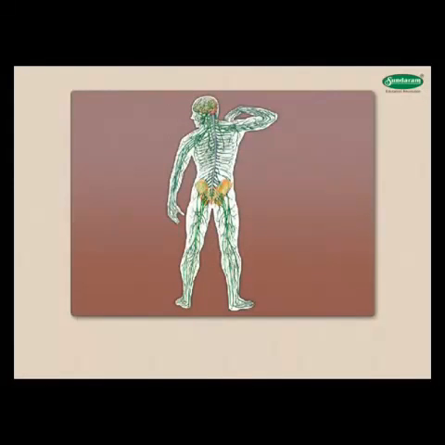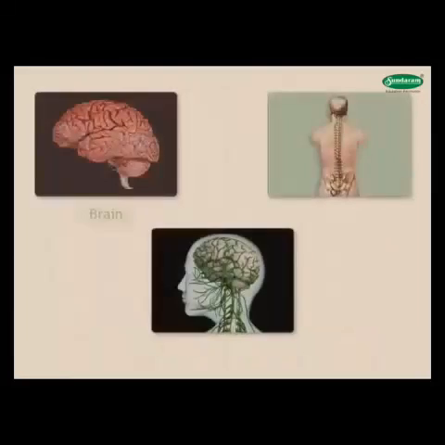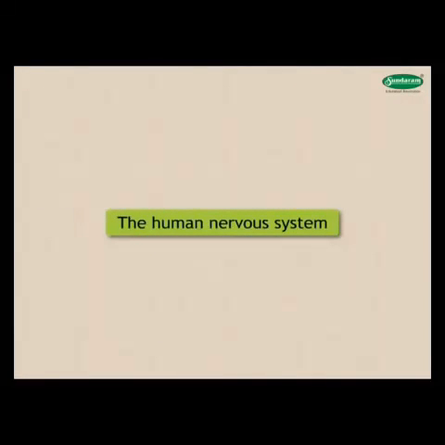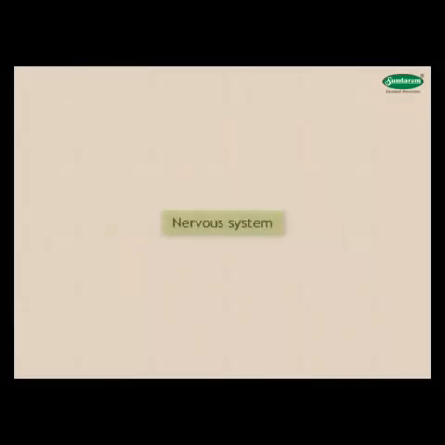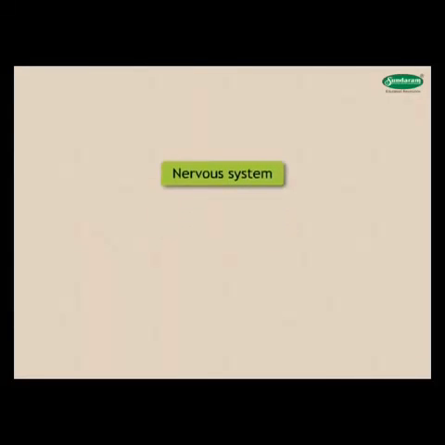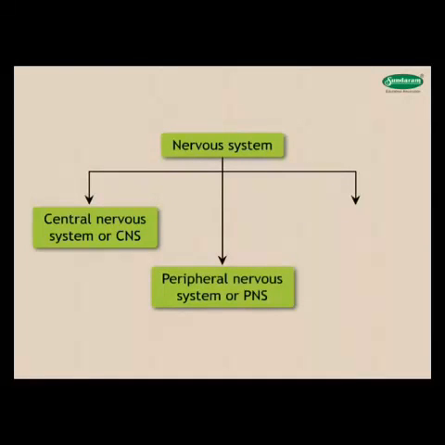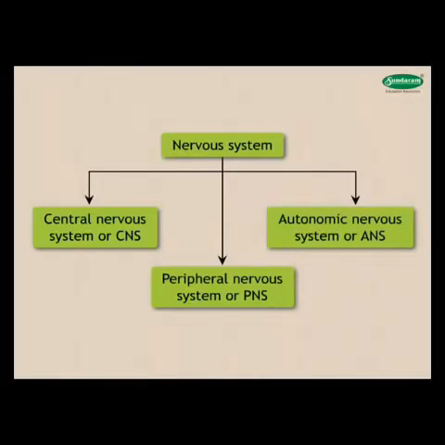The components of the human nervous system are the brain, spinal cord, and the nerves. The human nervous system. The nervous system can be divided into the central nervous system or CNS, the peripheral nervous system or PNS, and the autonomic nervous system or ANS.